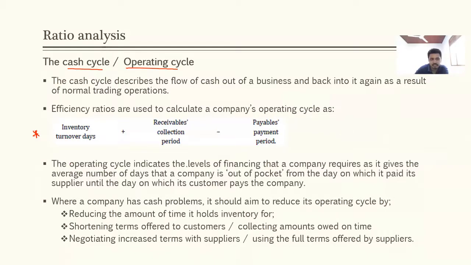The operating cycle indicates the level of financing that a company requires as it gives the average number of days that the company is out of pocket. They need to find a financing method in that out of pocket situation to compensate for it. And here also, where a company has cash problems, it should aim to reduce its operating cycle.